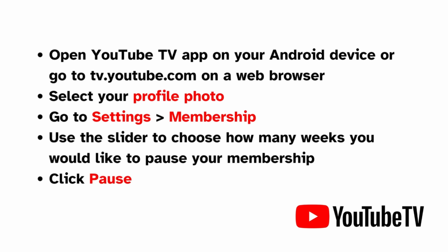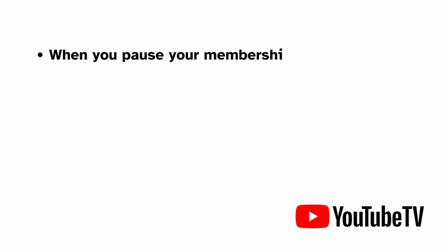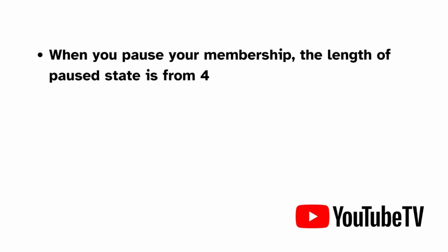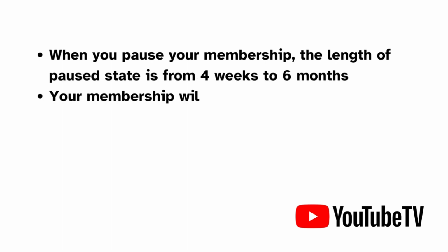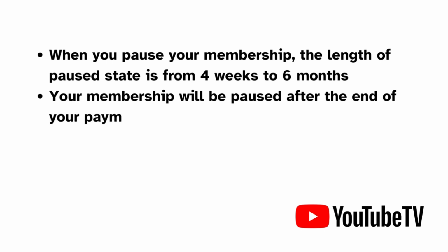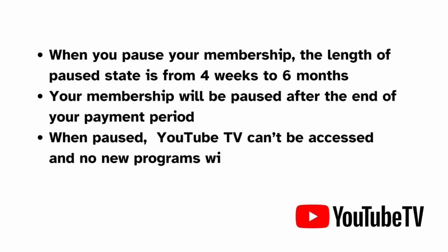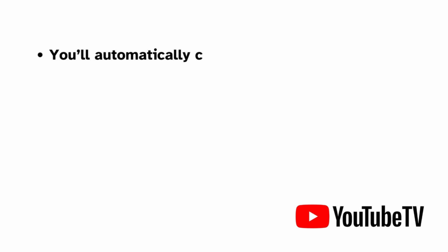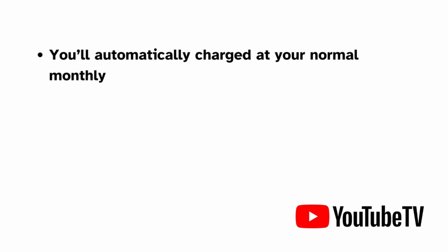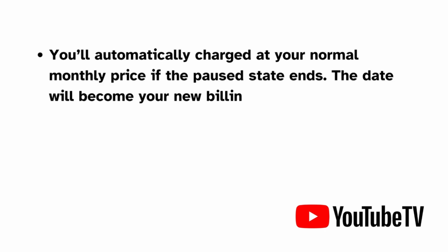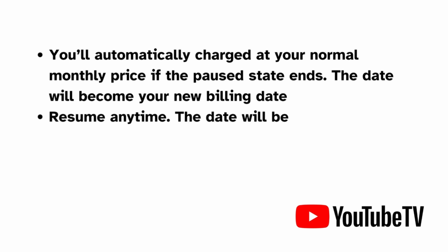When you pause your membership, the length of the pause is from 4 weeks to 6 months. Your membership will be paused after the end of your payment period. When paused, YouTube TV can't be accessed and no new programs will be recorded. You'll be automatically charged at your normal monthly price when the pause ends. The date will become your new billing date. Resume anytime and the date will become your new billing date.